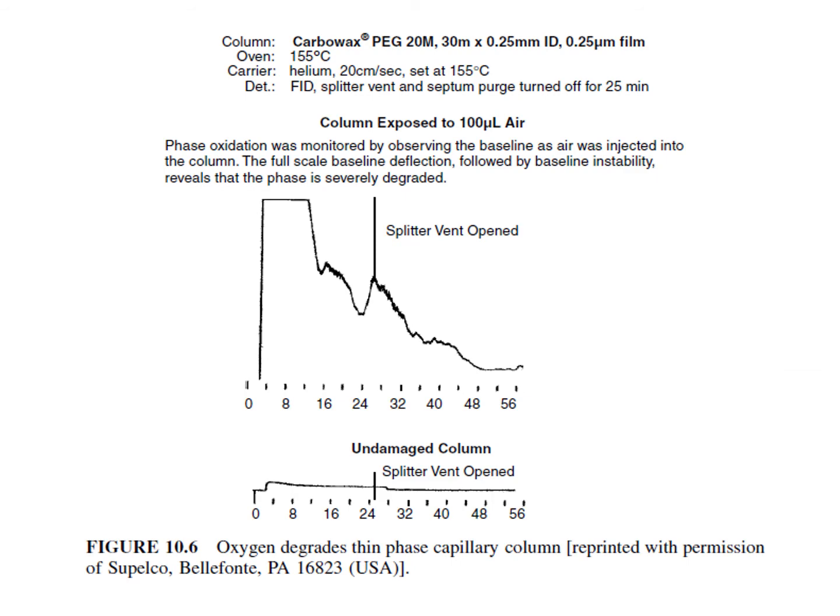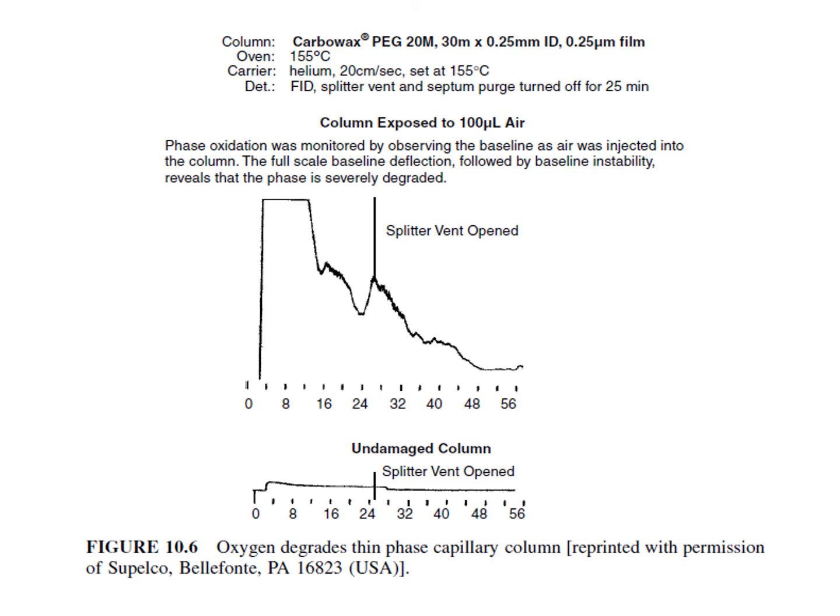For example, class, here this column is exposed to 100 microliters of air. The phase oxidation was monitored by observing the baseline as air was injected into the column. The full scale baseline deflection followed by baseline instability reveals that the phase is severely damaged. You can also compare this with the splitter vent open, and this with the splitter vent open but the undamaged column. Basically, oxygen degrades the thin phase of the capillary column because the column was exposed to 100 microliters of air.